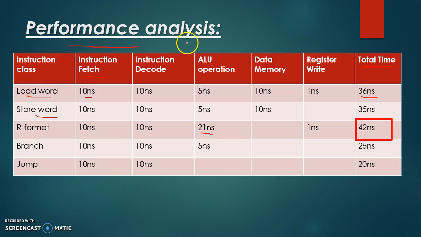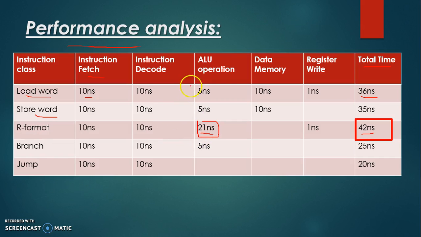Following is the performance analysis of my processor. Since it is a single cycle processor, all instructions will be executed in one cycle. I am assuming the time required in each of the units like fetch, decode, ALU, data memory and register write. So I am calculating the total time required to execute one instruction. As you can see, the R type of instruction requires the maximum amount of time, that is 42 nanoseconds. So each clock cycle will be 42 nanoseconds.